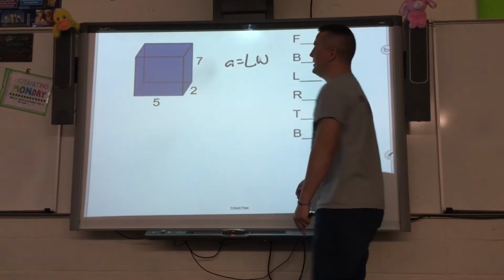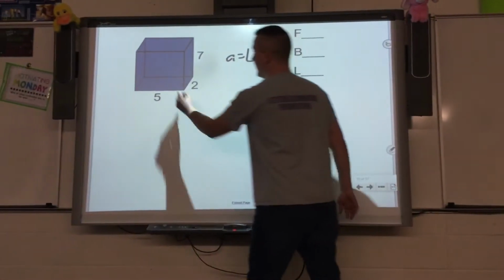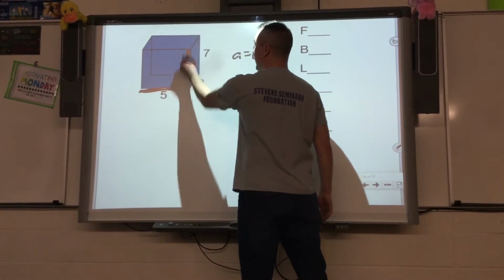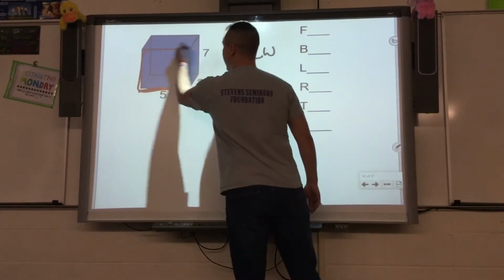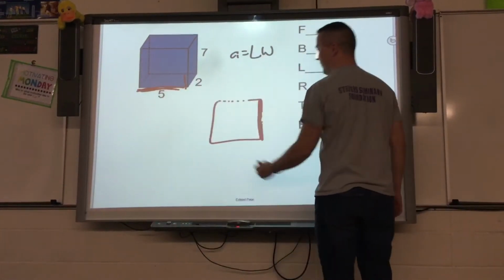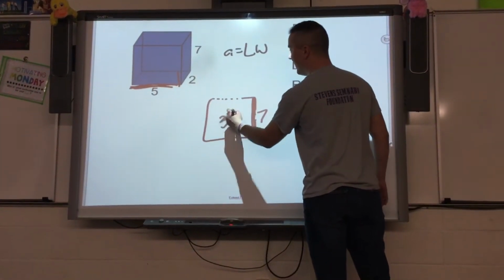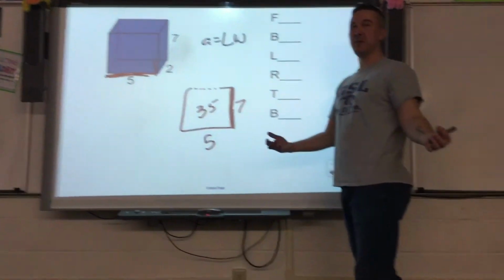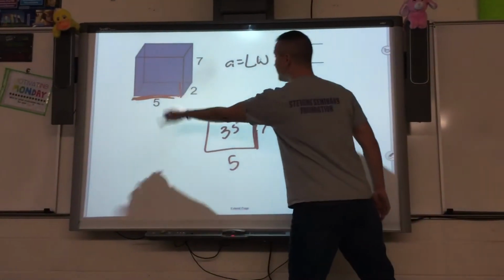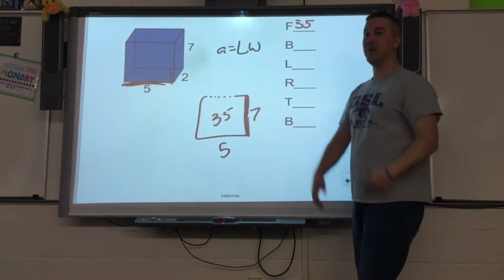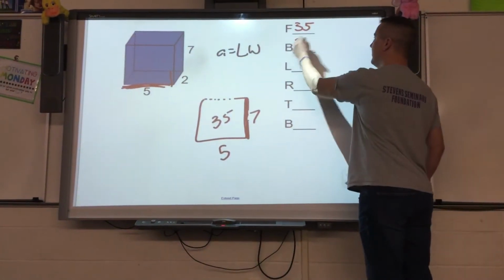If I look at just the shape in the front here, I've got a 5 all the way across, and I've got 7 all the way up. So if I take this shape, the measurements are going to be a 5 by 7. Well, 5 times 7, I get 35. Now, the great thing about surface area is if there's a front, there's also a back. So the front's going to be 35. Back's also going to be 35.